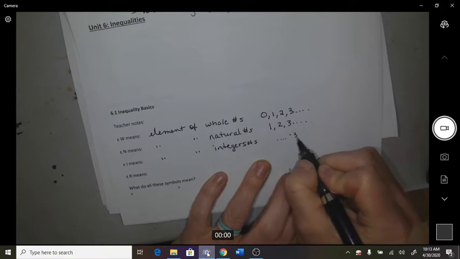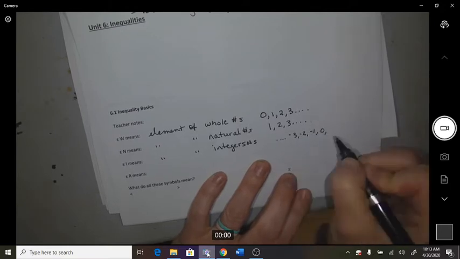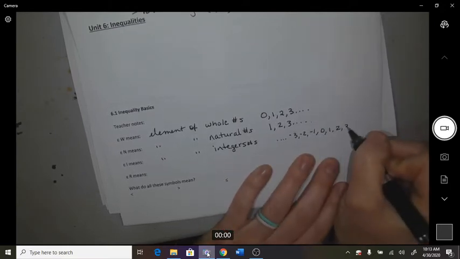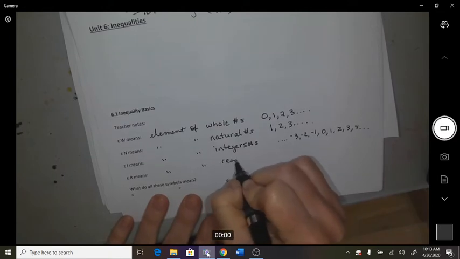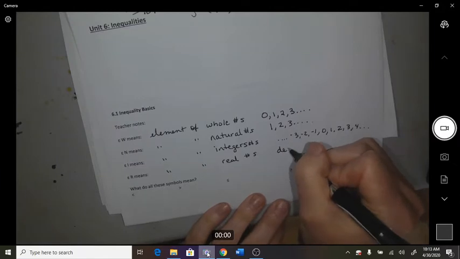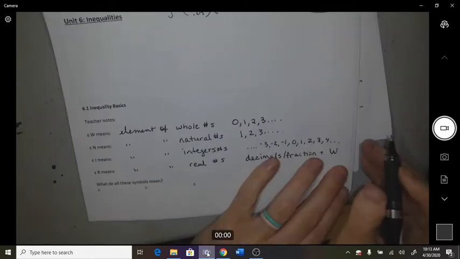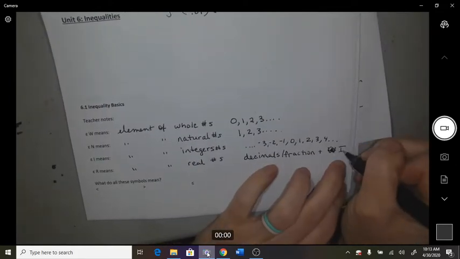And then all the wholes as well. So those are integers, and then the R is real numbers. Real numbers include all of the above, plus decimals and fractions. So the integers plus decimals.